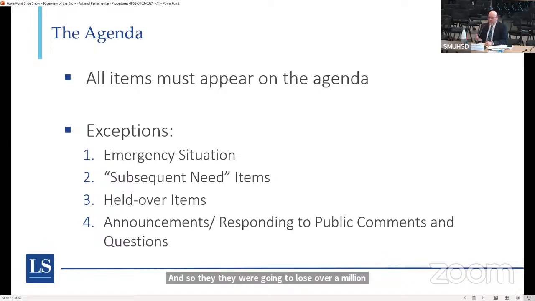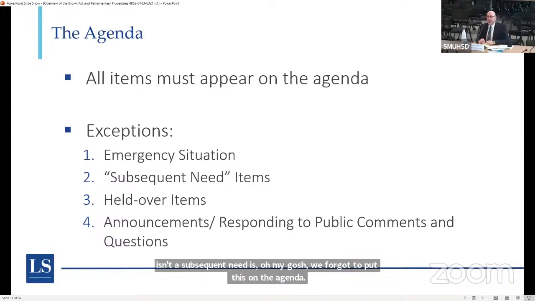So they made it very clear. They went on the agenda. They explained why they were doing it. They had a 2/3 vote of the board to add it to the item. They took advantage of that. They added it to the agenda. It showed in the minutes. Everything was fine. What isn't a subsequent need is, oh my gosh, we forgot to put this on the agenda. We knew about it and we just forgot to put it on.